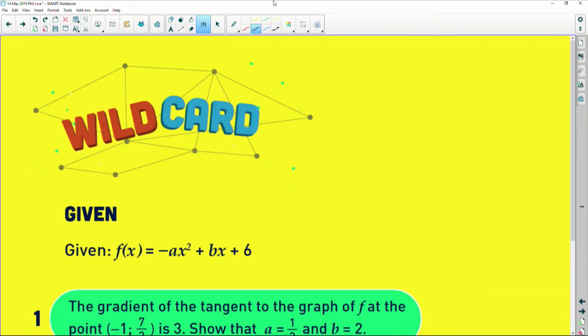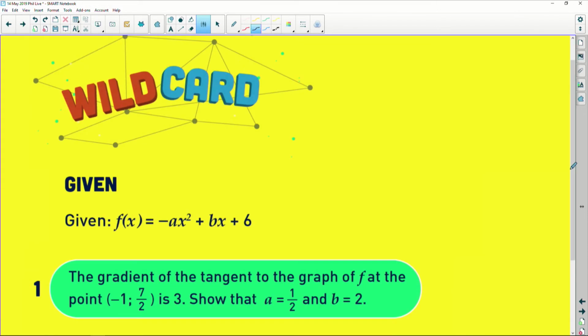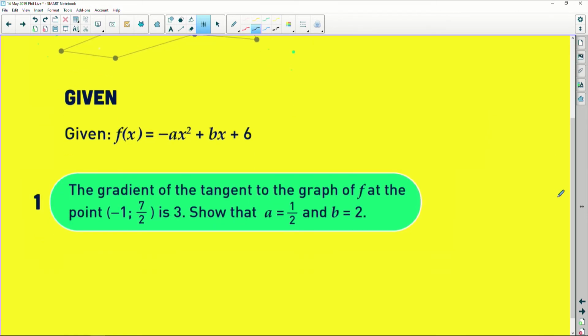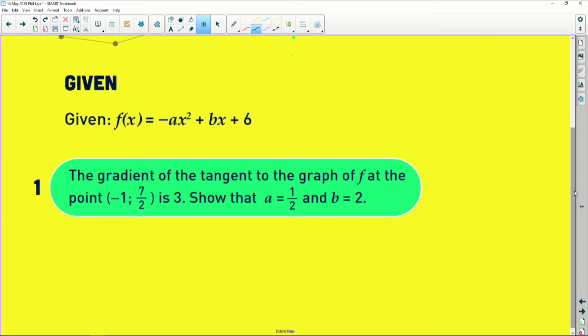Let's get to it. It says, given that f of x is defined by the equation of negative ax squared plus bx plus 6. First question, it says, okay, furthermore, the gradient of the tangent to the graph of f at the point -1 and 7/2 is 3. Show that a equals 1/2 and b equals 2. Okay, that is a lot of information to take in.